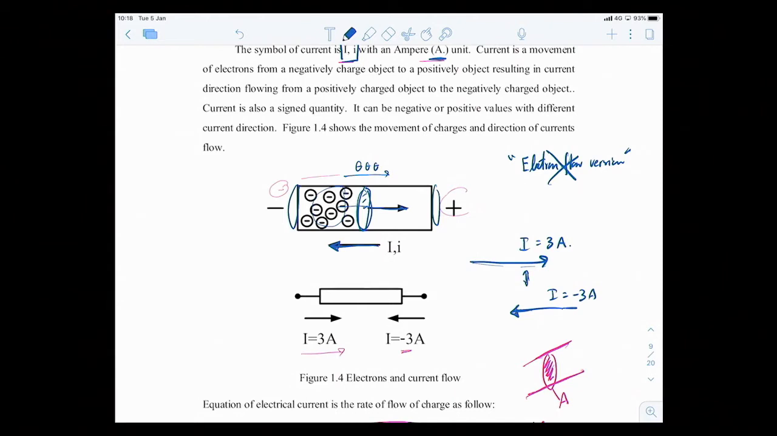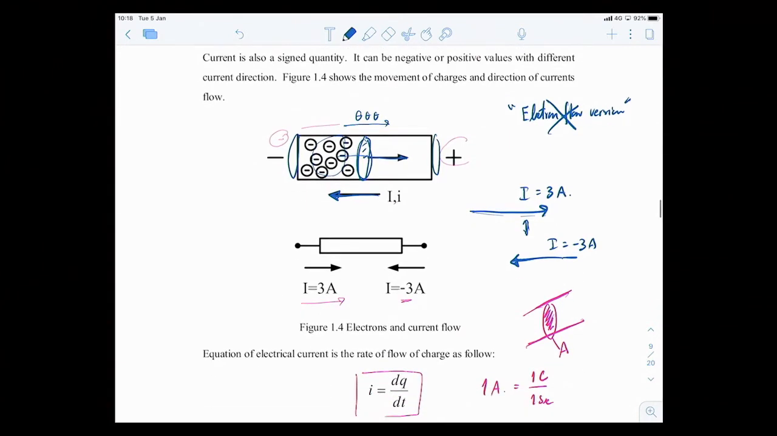So you have to be careful in problems. In an exam, for example, if you are asked to find the current in a certain direction, you have to give me the correct value with the direction that I have given in the problem.